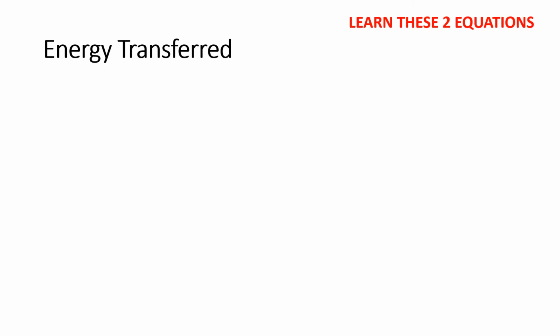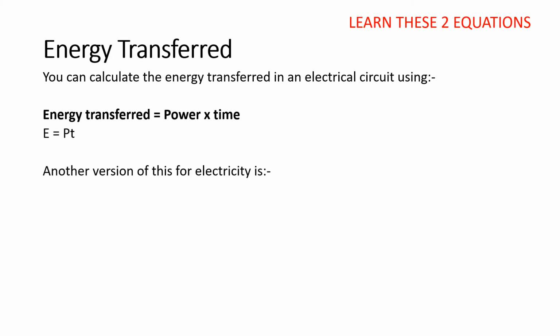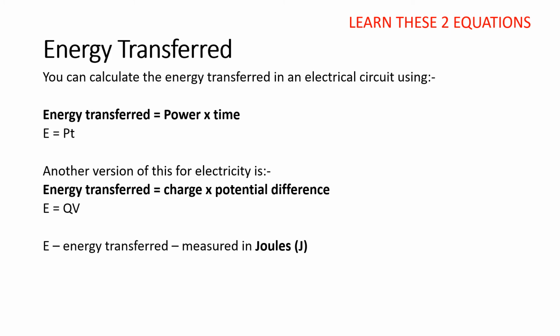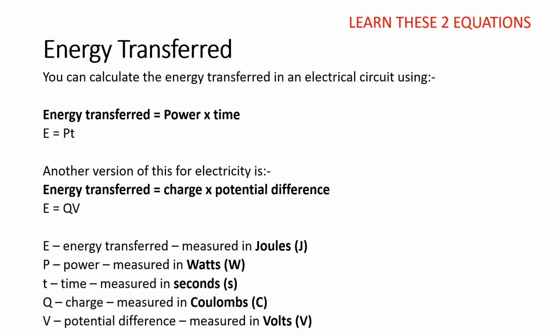So we can calculate the energy transferred by an electrical circuit. We can use our standard equation for power and rearrange it to get energy transferred equals power times time. Or we can use that the energy transferred is equal to the charge times the potential difference. The energy transferred is again in joules, power is measured in watts, t is always measured in seconds, Q is measured in coulombs, and the potential difference is measured in volts.